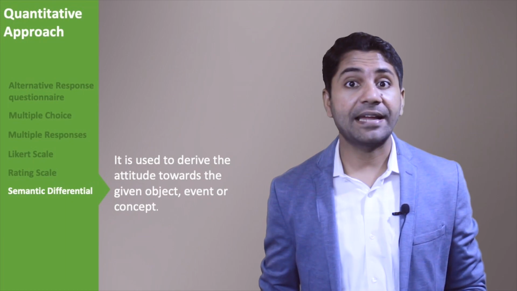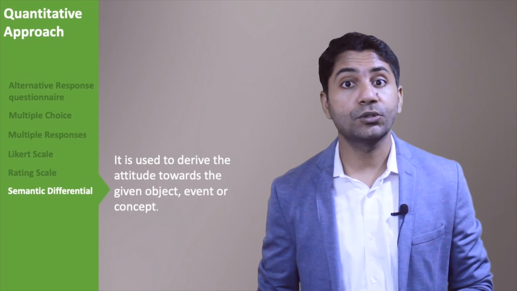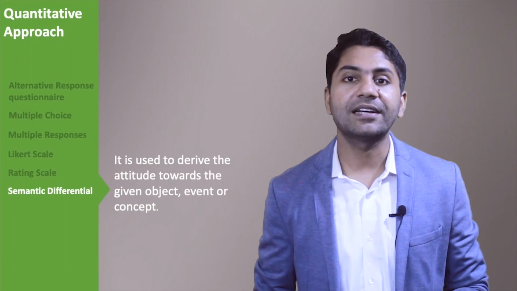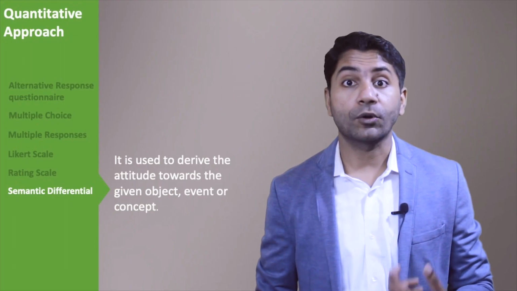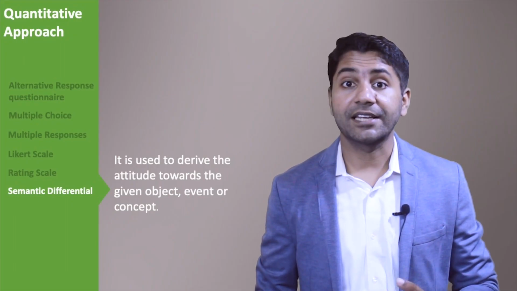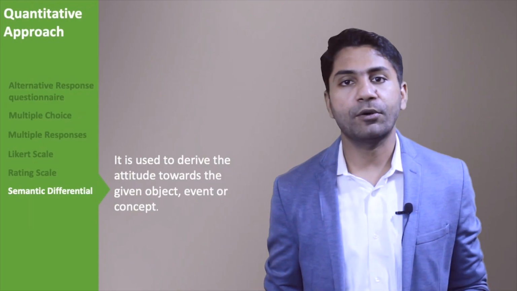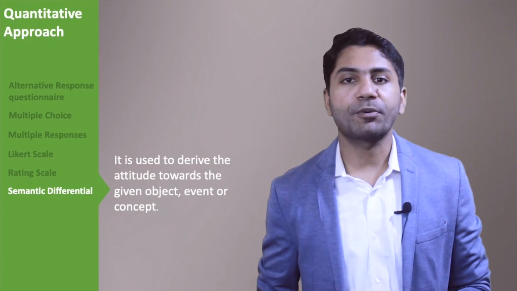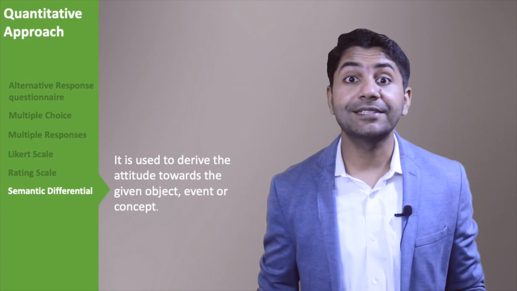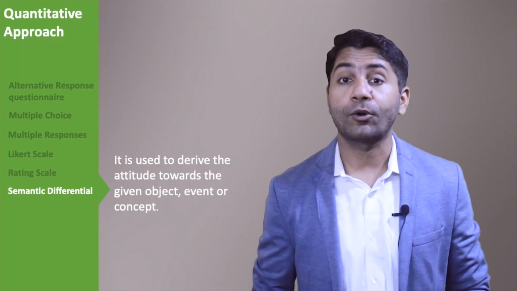The sixth one is the semantic differential. It is used to derive the attitude towards a given object, event, or concept. The semantic differential scale asks the respondent to choose a word that describes the level of satisfaction. The choice provided will be between two opposite terms, such as great fun or boring.